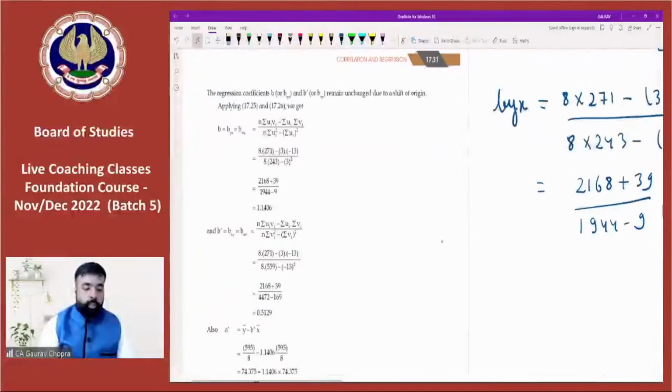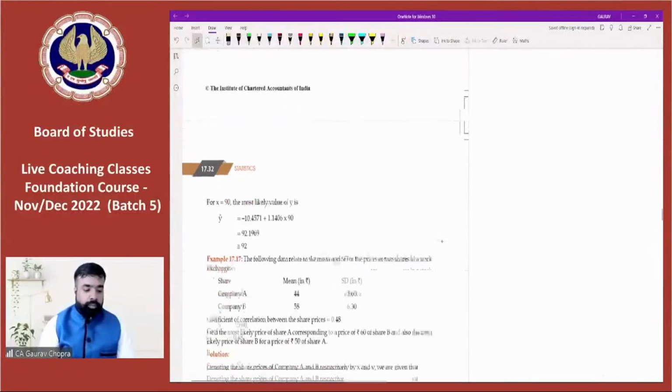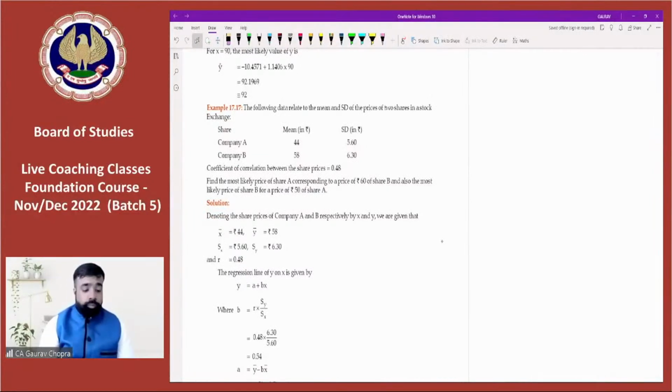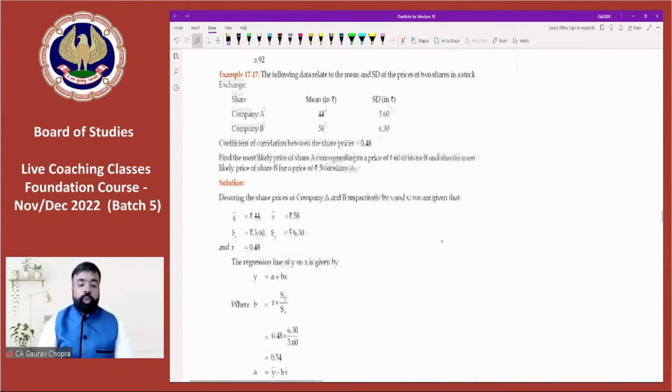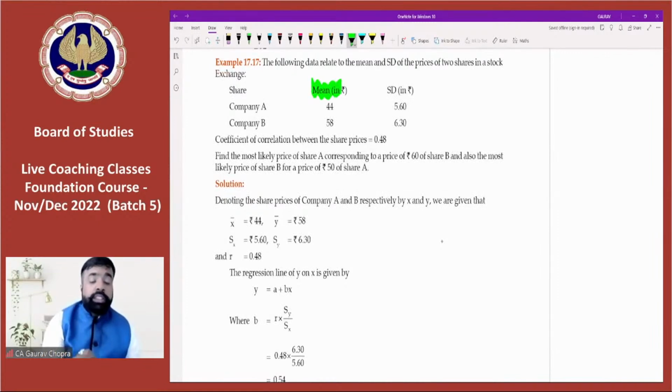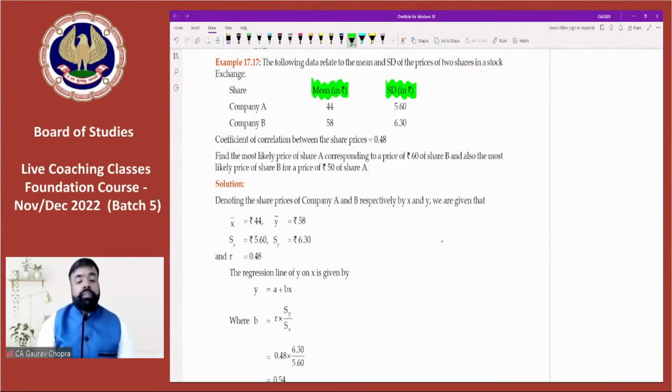So this was 17.16. Now, 17.17. This is again a similar kind of question. Let's check. The following data relate to the mean and standard deviation of prices of two shares in a stock exchange. So what is given? Company A and B, the mean is given. Here calculations are already done and direct figures are given. For both the companies, the mean and the standard deviation are available.